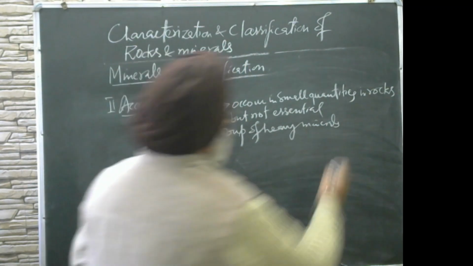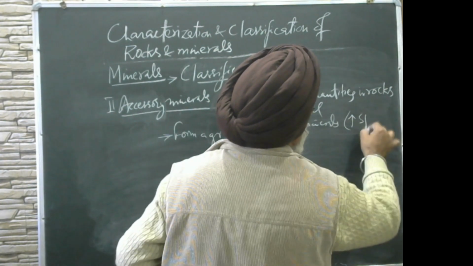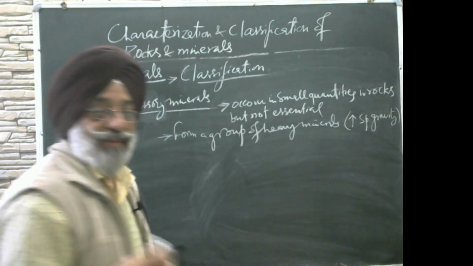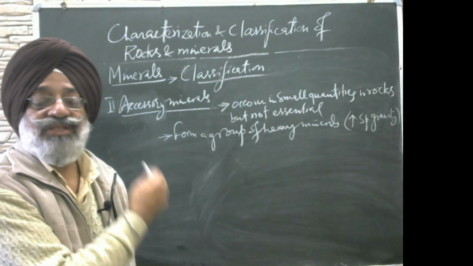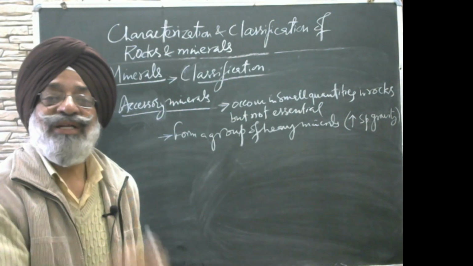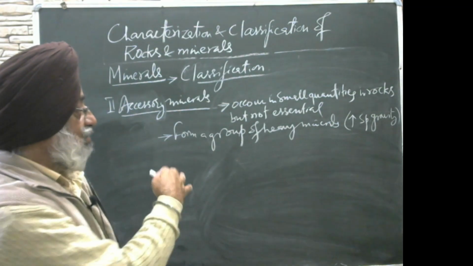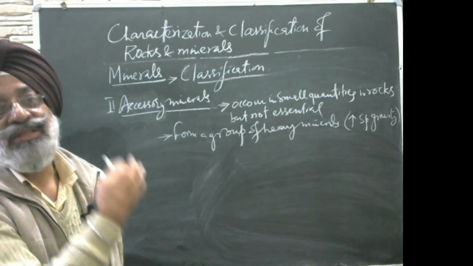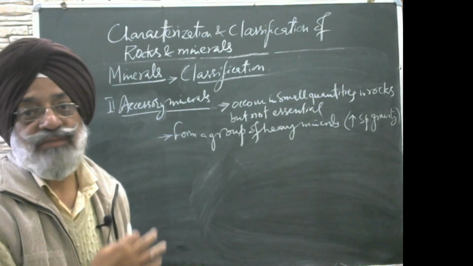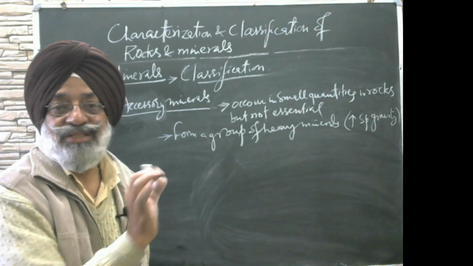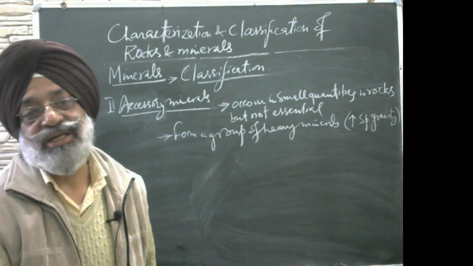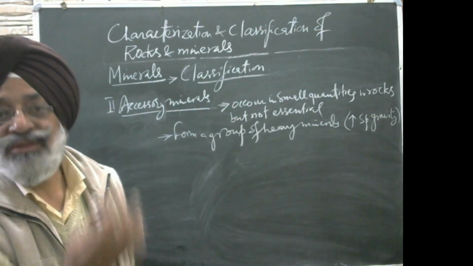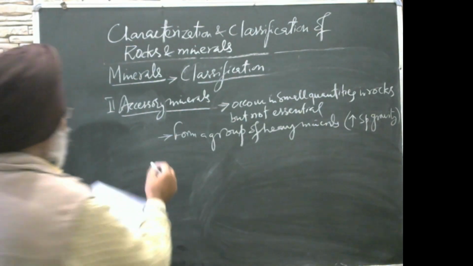Due to their high specific gravity, in some of the soils where these accessory minerals are present, the particle density is higher because these are heavy minerals with high specific gravity. So the soil containing these type of minerals will have higher particle density. Otherwise, we have a very narrow range of particle density, that is 2.5 to 2.6 megagram per cubic meter. But when you have the presence of these heavy minerals, then particle density increases.